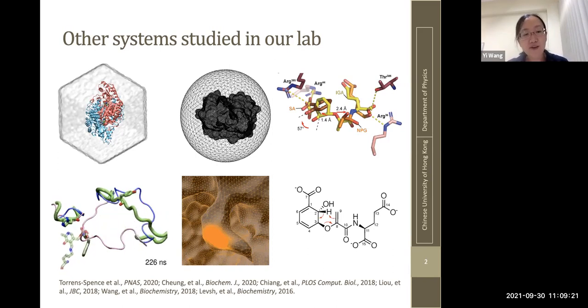So that was a plant AAAD, and then we have worked with other plant enzymes, and the middle one is.